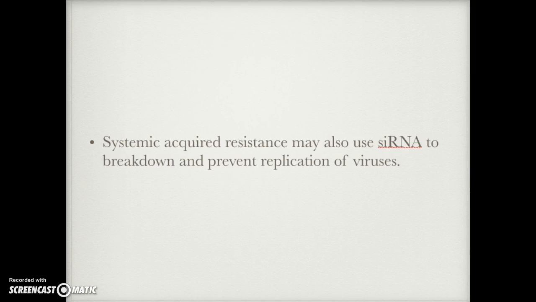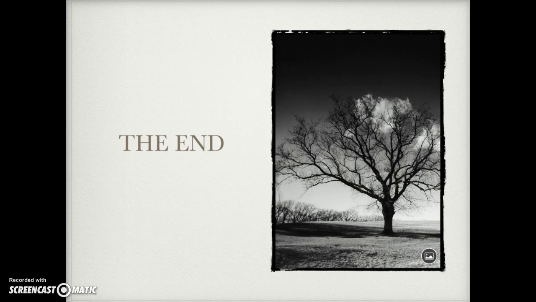In this case, the plant will use its own enzymes to convert the viral RNA to small interfering RNA and then break down the mRNA of the virus to prevent its replication. That was an overview of plant immunity against pathogens.